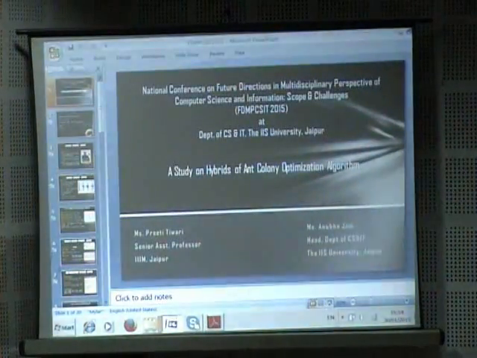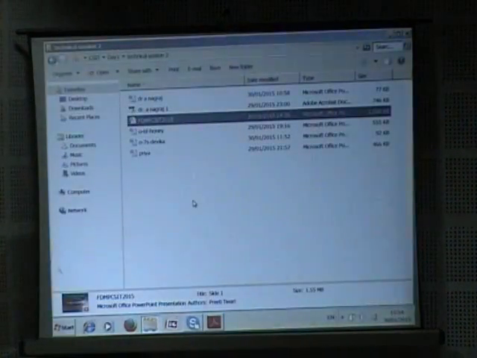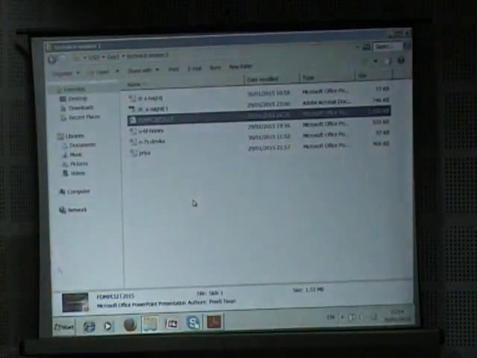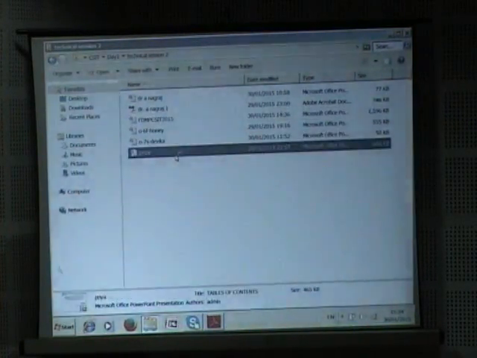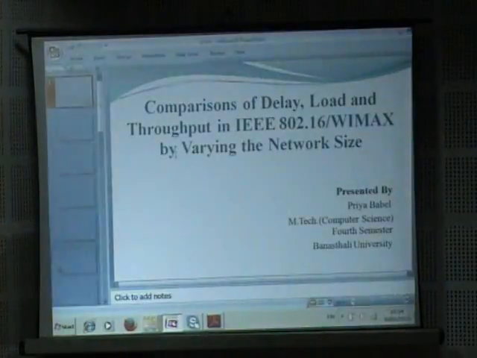Thank you. Okay, the next presentation would be comparison of delay, load and throughput in IEEE 802.16 WiMAX by varying the network size by Priya Bawal, Anup Bhola, Chandra Jha.